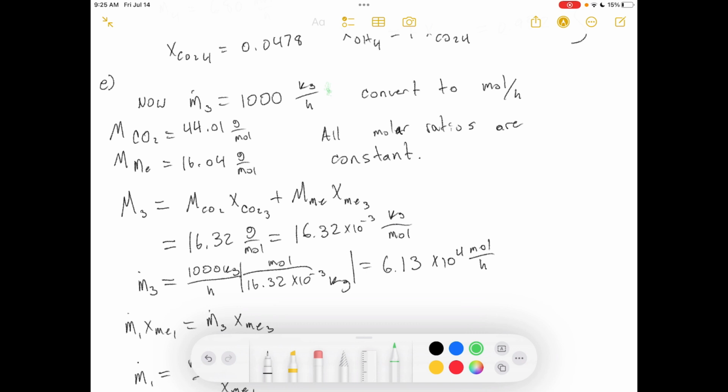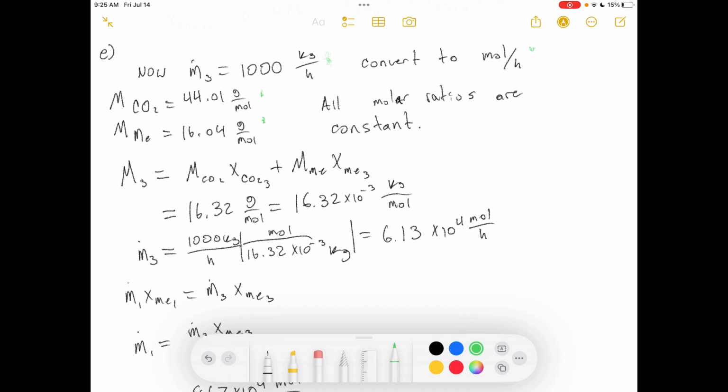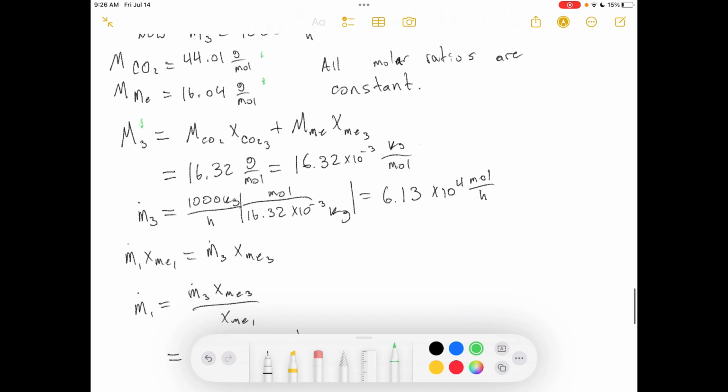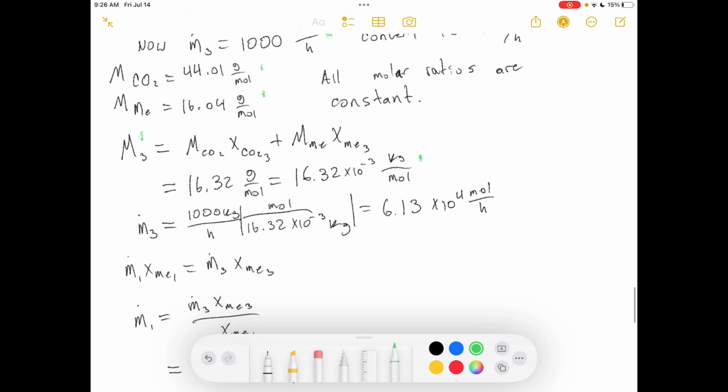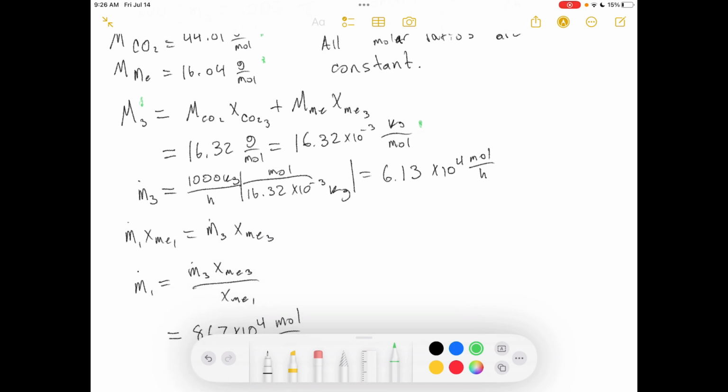the mass flow rate into a molar flow rate, and I need the molar masses of those components, and then I figure out what the molar mass of stream 3 is by doing a weighted average. So this is the molar mass of stream 3, and then I convert that molar mass into kilograms per mole, because we are working in kilograms and moles up here. Okay, so then I find out what the molar flow rate of stream 3 is.